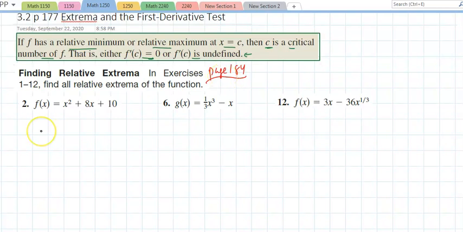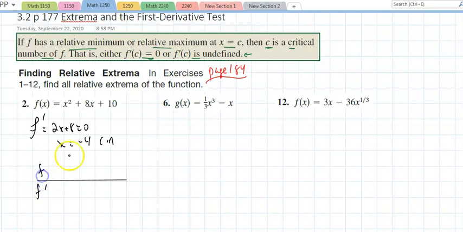Page 184, I'm looking at problem number 2. So first, to find the critical numbers, I take a derivative. Set it equal to 0, it exists everywhere. So x equals negative 4 is a critical number. Now we want to test if this critical number is a maximum or a minimum. Well, it's fairly simple. There's the derivative, there's f.